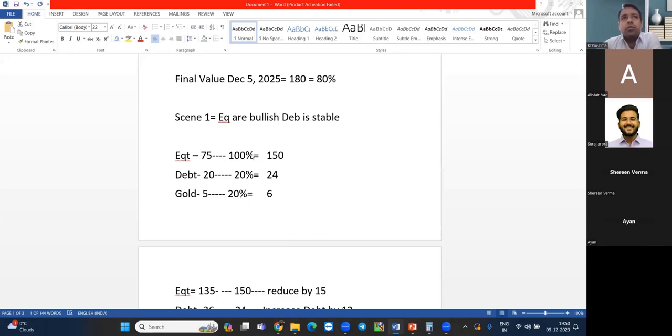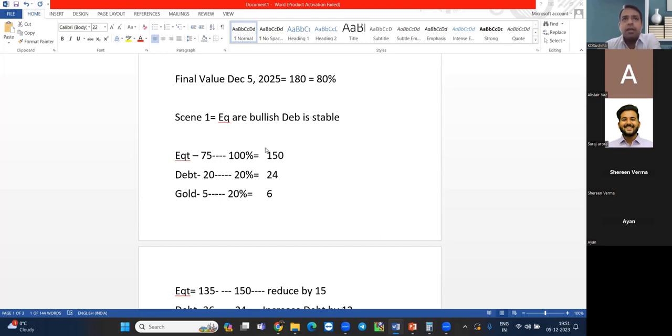So there are two scenes. One scene is that my view on the markets is bullish, still continuing. So there again, the allocation of the asset says what my bullish aggressive risk profile allocation is: equity should be 75% of the portfolio, debt should be 20% of the portfolio, gold should be 5% of the portfolio, right? With me?